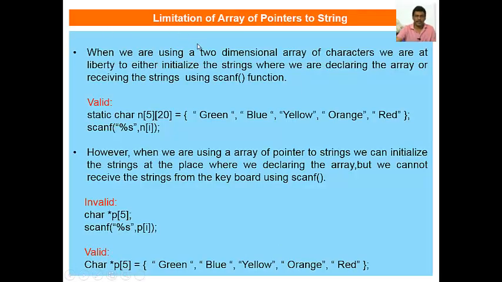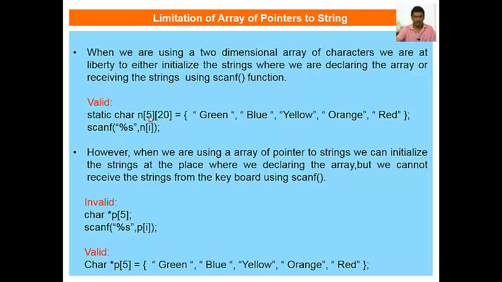So, the limitation of an array of pointers to strings. If we want to store strings, for example with a 2-dimensional array, we use a 2-dimensional array to store the strings. That is static char n[5][20]. So it has 5 rows, and each row has 20 columns. It's a character array, so each row is 20 bytes.